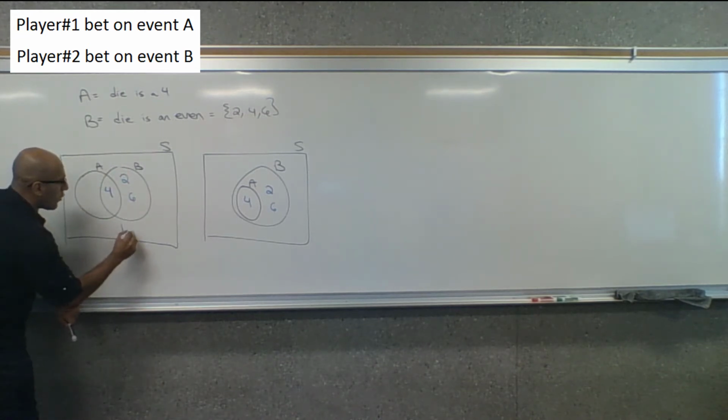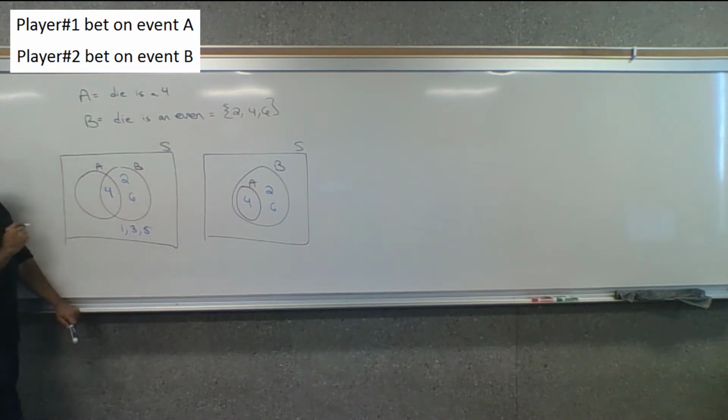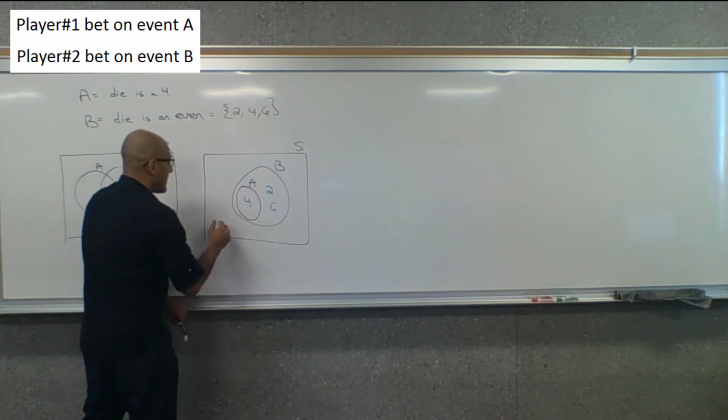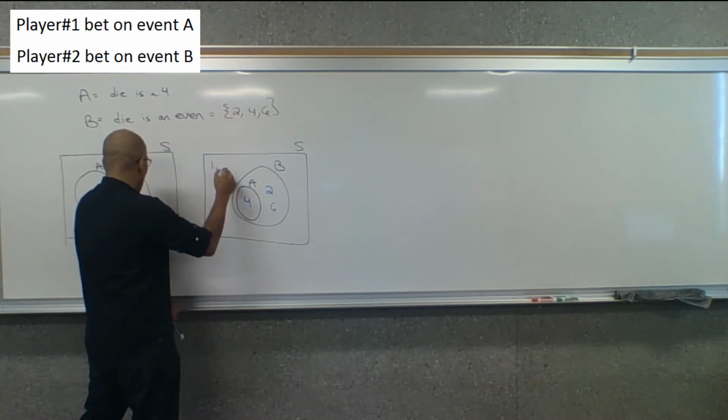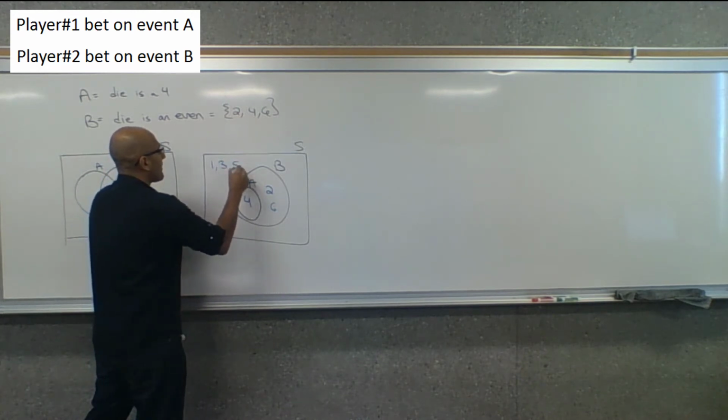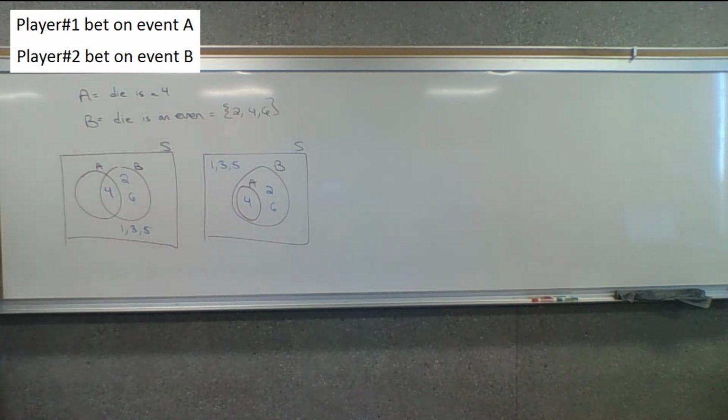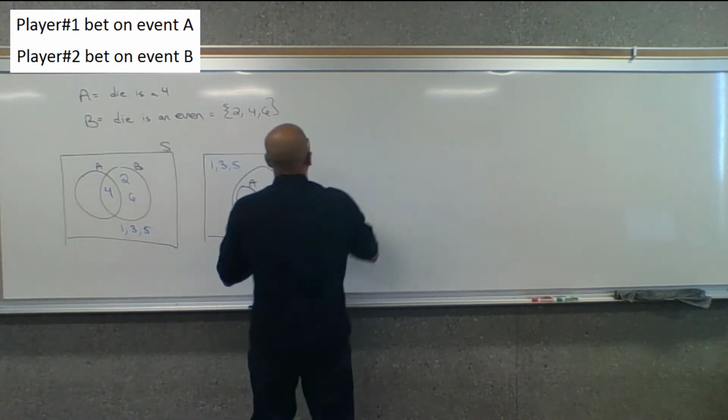So 1 or 2 or 3 or 5, those are also potential outcomes. And then same thing over here, we could include the 1 or the 3 or the 5. Is everyone with me so far? Good. Okay, so then player 1.